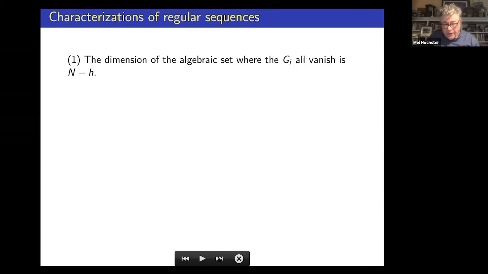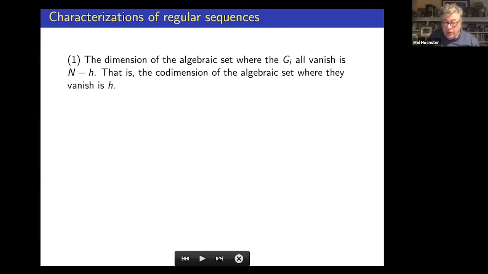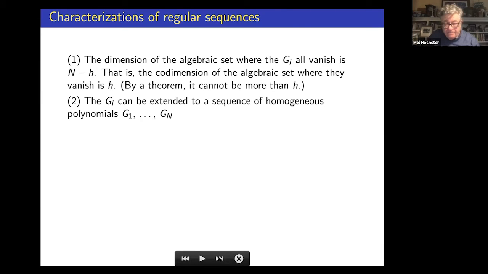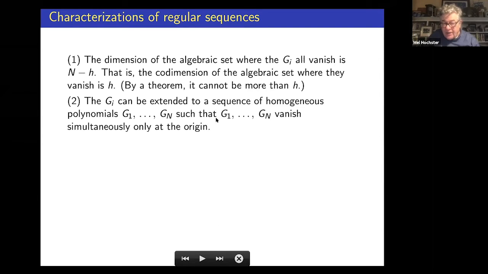And that's because polynomial rings are Cohen-Macaulay rings, which I'm not going to talk about, but I'll mention it. So the codimension of the algebraic set where they all vanish is h. Remember, there are h elements in this sequence. And so another characterization is that these g's can be extended to a sequence of homogeneous polynomials, g1 through gn, that vanish only at the origin. And this is just a bigger regular sequence, a maximal one. Well, now we've cut the dimension down to 0, so the codimension is n.